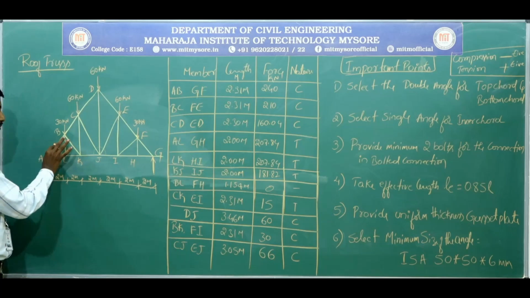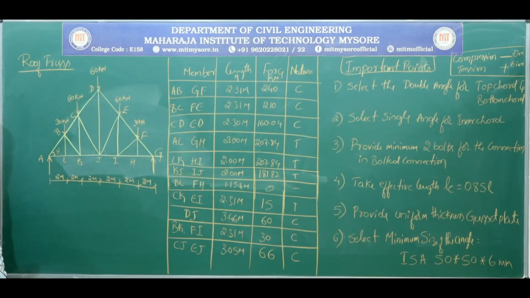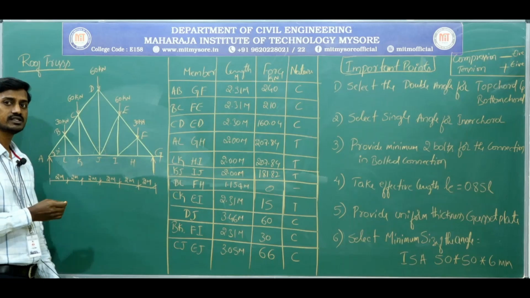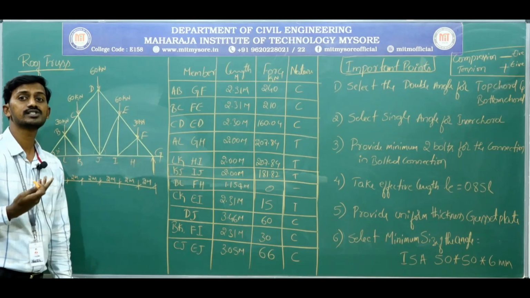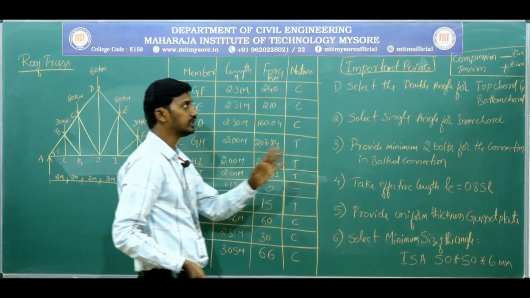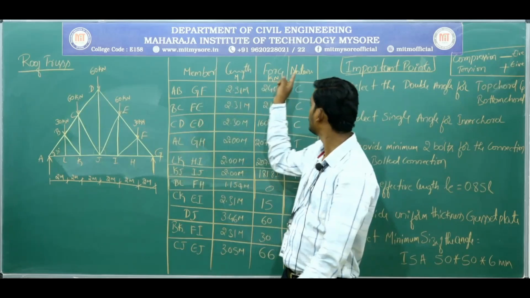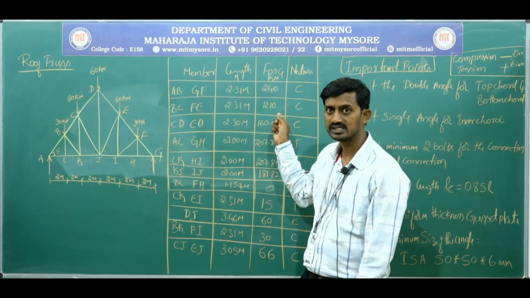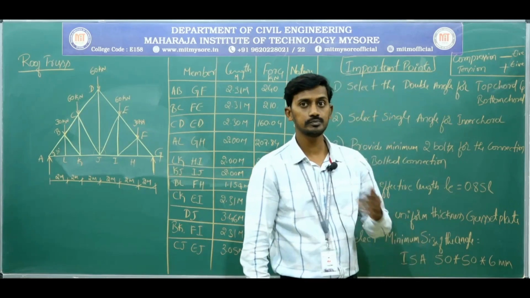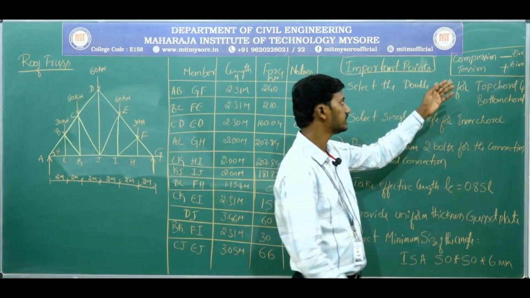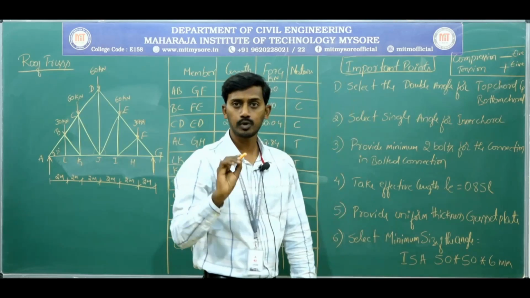You need not bother that so many members are there, how to design, or what to do. You need not worry. What you need to do is just identify, at the top chord and bottom chord, the nature of the force available. Also, in the question, C represents compression and T represents tension. Instead of C and T, if they have provided positive and negative signs, you should understand that compression means negative sign and tension means positive sign.